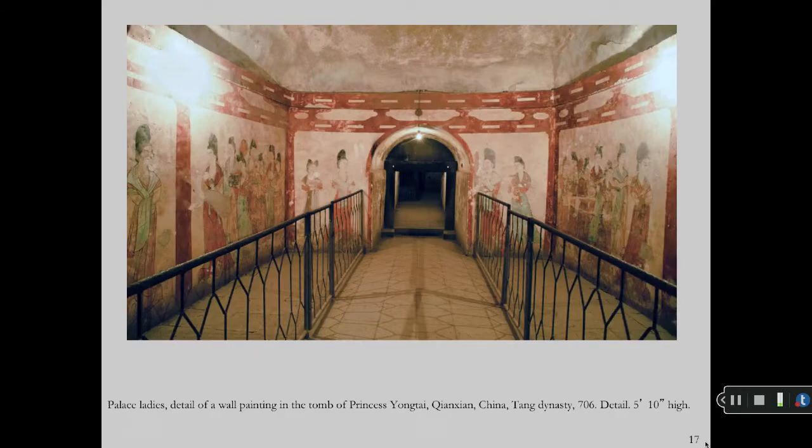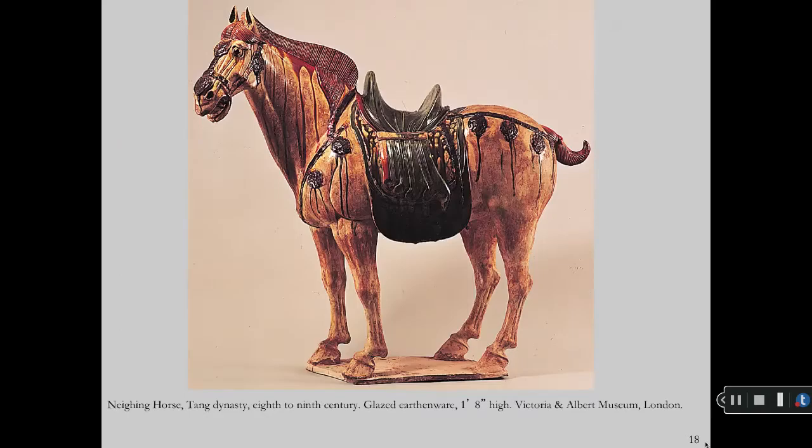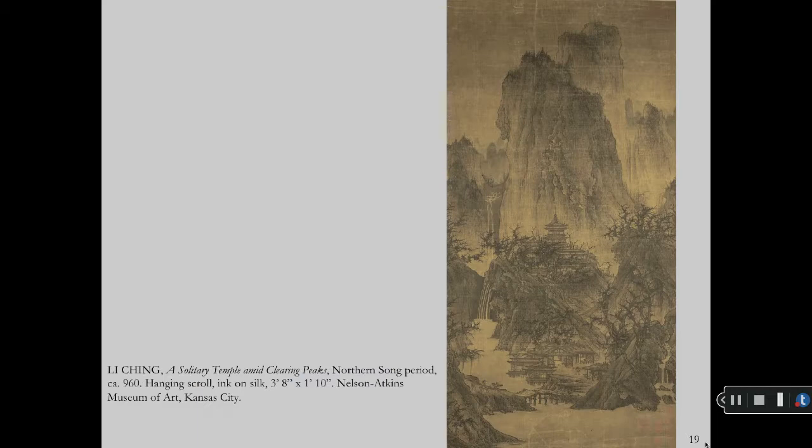Detail of the tomb of a Tang princess, Yongtai. Tang Dynasty horse, glazed earthenware. Glazes of the Tang Dynasty are prized for their unique flowing colors. The characteristic of Chinese landscape painting is the ideal, a big world, small humans.